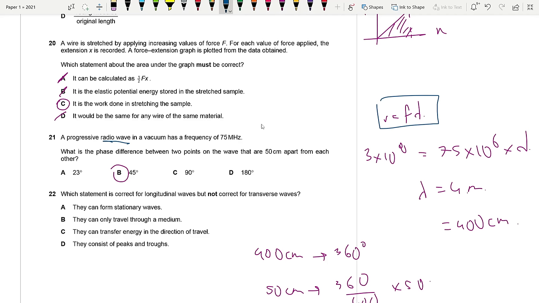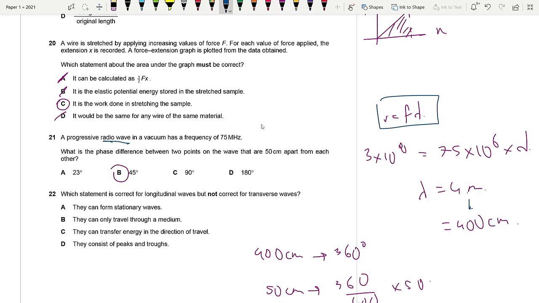So 3 into 10 to the power 8 is equal to 75 into 10 to the power 6. Megahertz is 10 to the power 6. So 3 into 10 to the power 8 is equal to 75 into 10 to the power 6 into wavelength lambda. After calculation, lambda is 4 meters. Now 4 meters is equal to 400 centimeters.